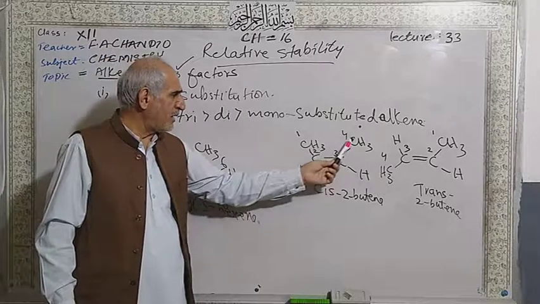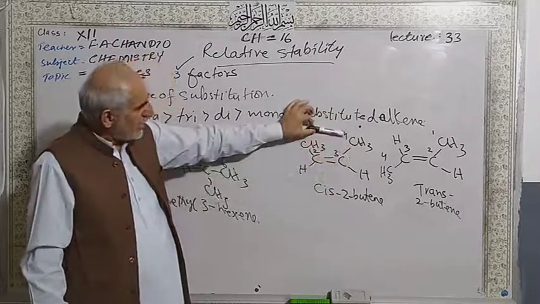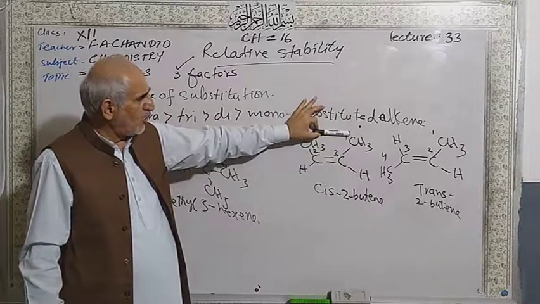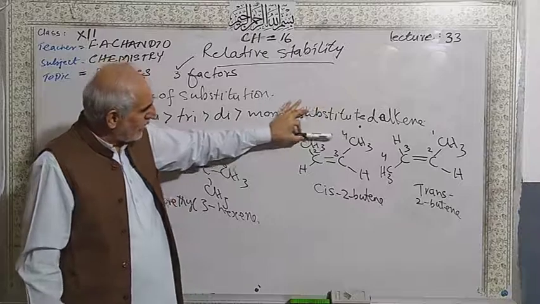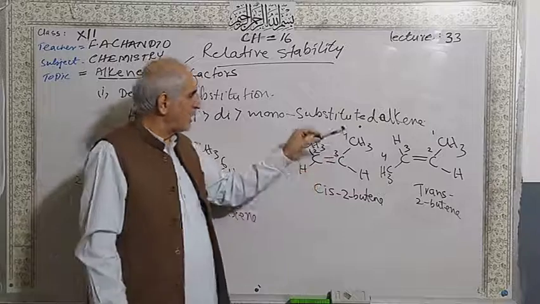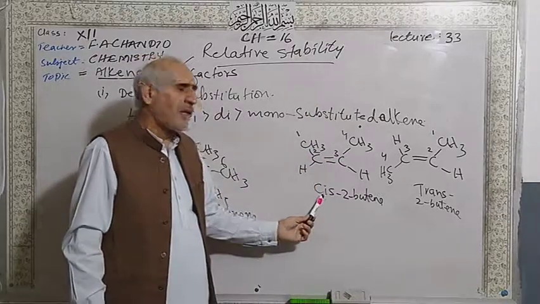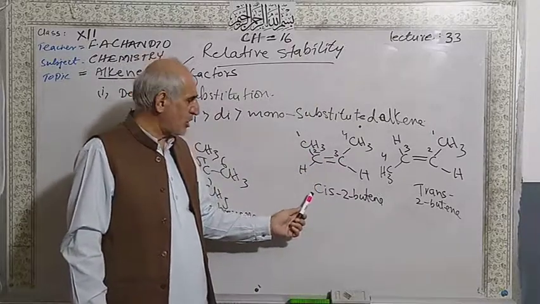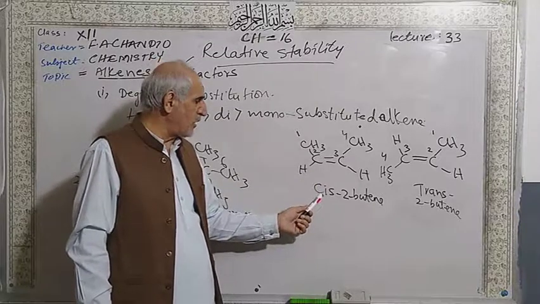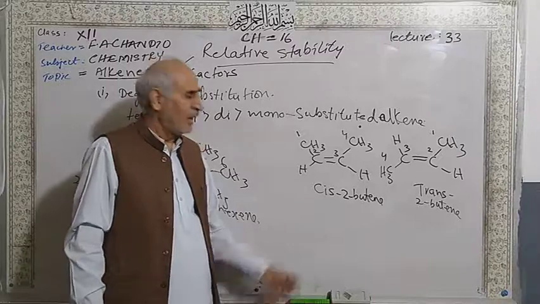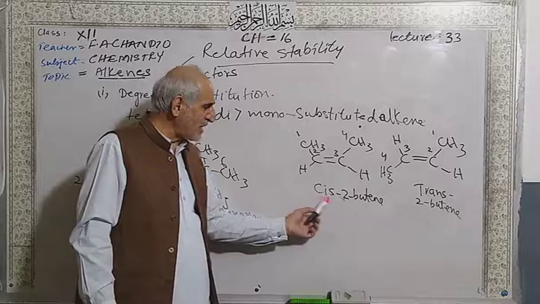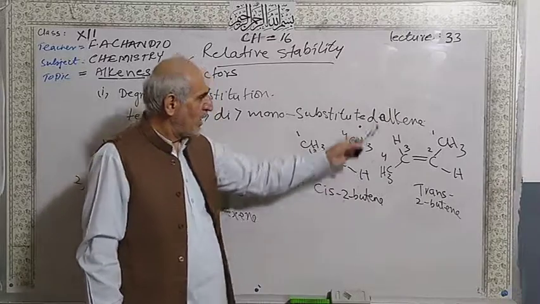upper side, this side, the same groups are present on the same side, two hydrogens present on the same side. If two groups are present on the same side, maybe they are hydrogen, maybe another group, maybe alkyl, the same side, then in stereochemistry, geometric isomerism gives the name cis to this structure. This type is called cis. The name of this compound is cis-2-butene.